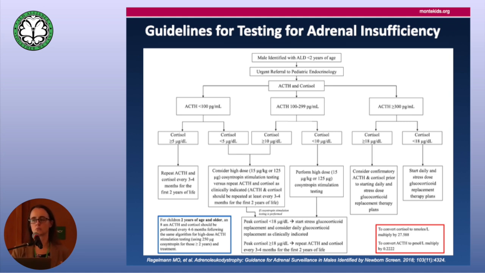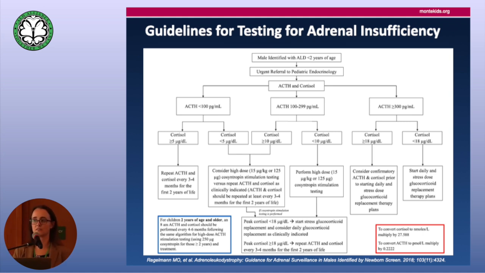But if the cortisols are reasonably measured and the ACTH is low, you probably don't have any adrenal insufficiency. If the ACTH is in this ambiguous range, which is 100 to 299, then you really need to use the cortisol to figure out what you're doing, and a lot of those kids end up needing a stimulation test. ACTH levels over 300 are considered maximal stimulation of the adrenal gland.